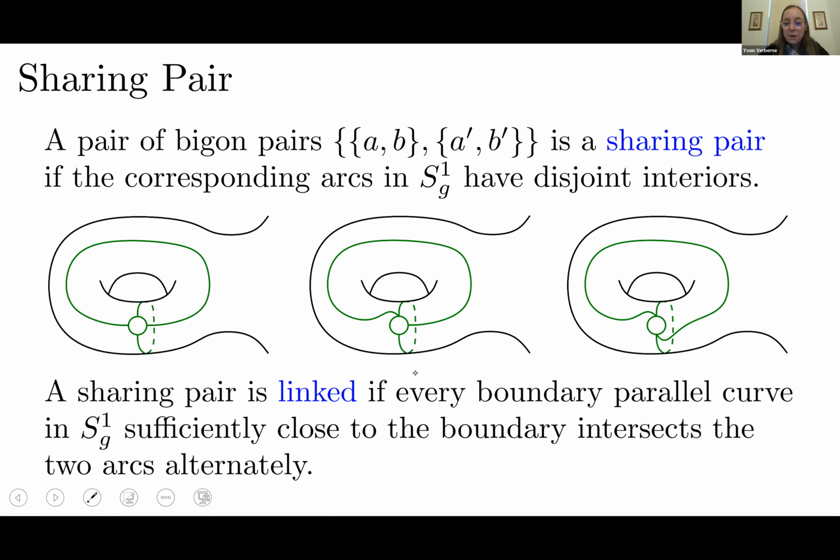We say that a sharing pair is linked if every boundary parallel curve in SG1 sufficiently close to the boundary intersects the two arcs alternately. So another way to think about this is that if I'm traveling along this inessential curve, I'm going to see an arc corresponding to the first Bigon pair, an arc corresponding to the second Bigon pair, then back to the first and back to the second. So they alternate, so that they're linked.